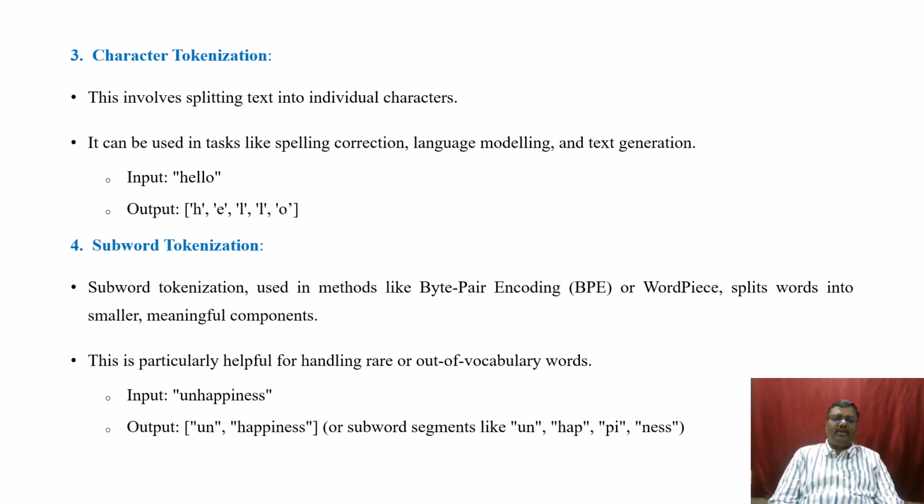The fourth one is subword tokenization. It is used in methods like byte pair encoding or WordPiece, which split words into smaller meaningful components. This is particularly helpful for handling rare words. The example is given here, where the input is unhappiness. The output is that it splits un as the first token and happiness as the next token, or subword segments of unhappiness.